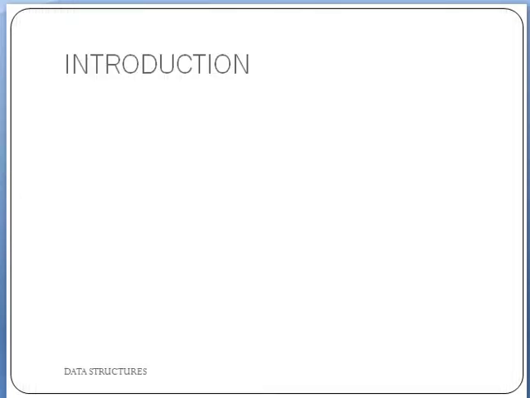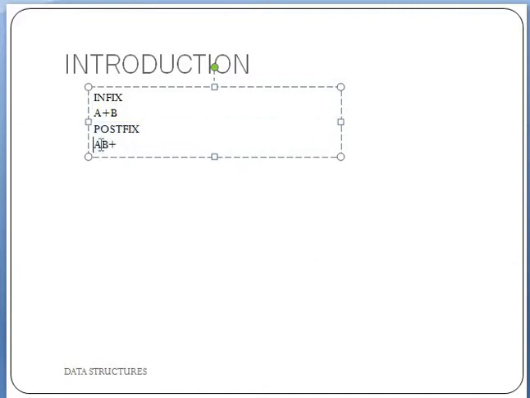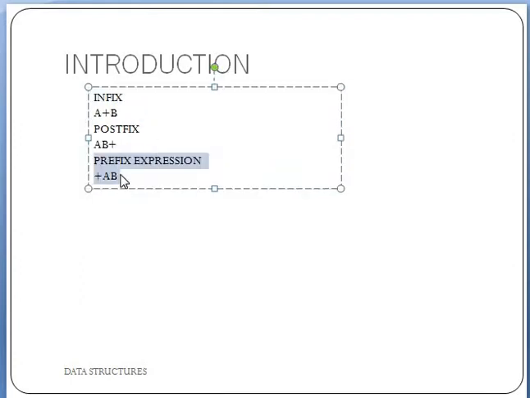Before going on to the prefix to postfix example, we have to know what the different types of expressions used by a compiler to evaluate an expression are. This is the infix expression. The infix expression is the day-to-day expression, which is a plus b. The postfix expression is in the form a b plus, where the operator comes after the operands, and the prefix expression is where the operator comes before the operands.